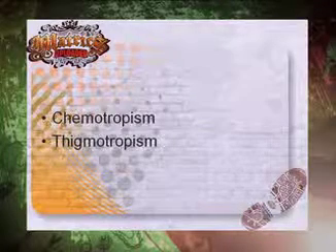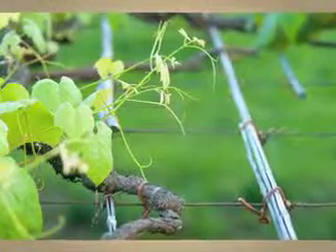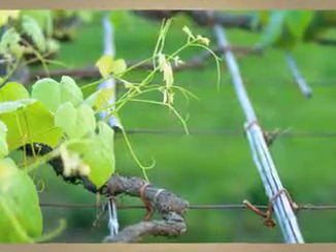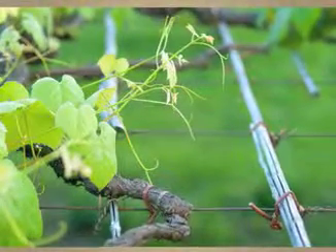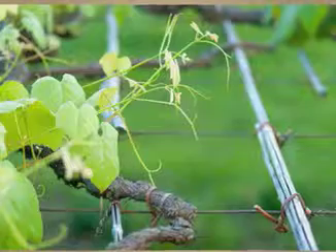Thigmotropism is a growth response to contact with another object. For example, when the tendrils of climbing plants make contact with another object that can support the plant, they grow tightly around the object. This helps to bring leaves into the light for photosynthesis and flowers into a position where they can be easily pollinated.